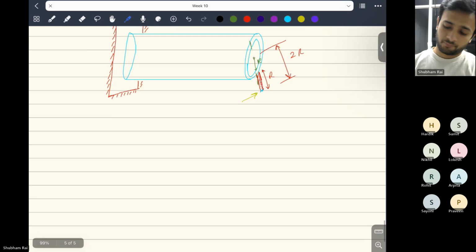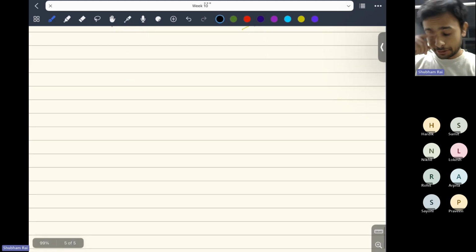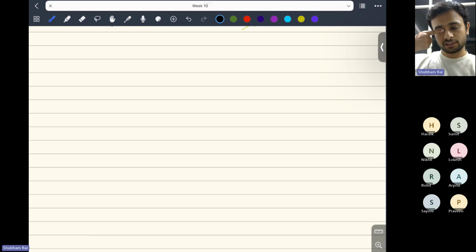Okay, let me go to the next problem. The next problem is related to, you would have studied about Euler-Bernoulli beam theory and Timoshenko beam theory. The next problem is going to be related to Euler-Bernoulli beam theory, which is valid for thin beams.